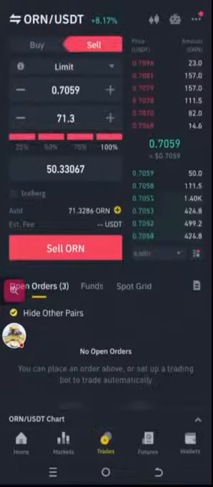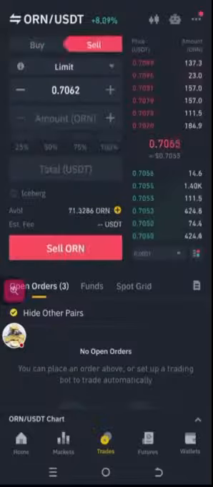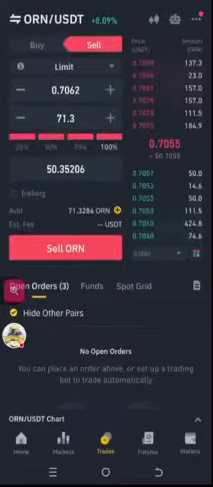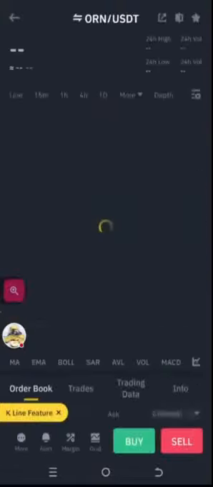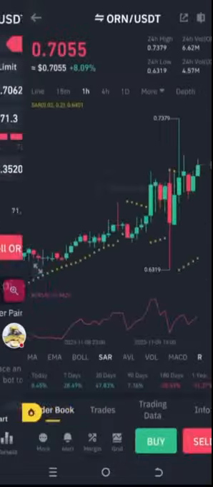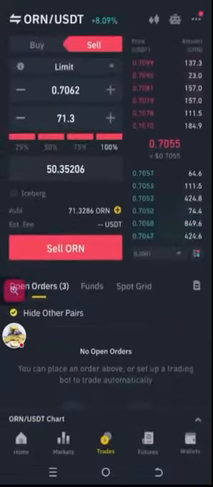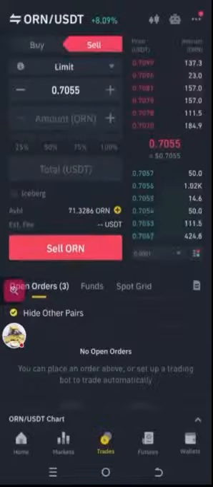We're already in profit. You can see this. ORN. Oh my God, look at this. Oh, what happened? Oh yeah, it went up like in 2 seconds. I saw it go up. It went to 70. Wow.